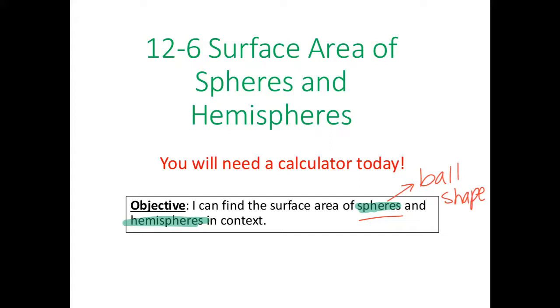You guys are saying circle, but a circle is two-dimensional, like it's just flat. A sphere is three-dimensional, so a three-dimensional shape would be like a ball.